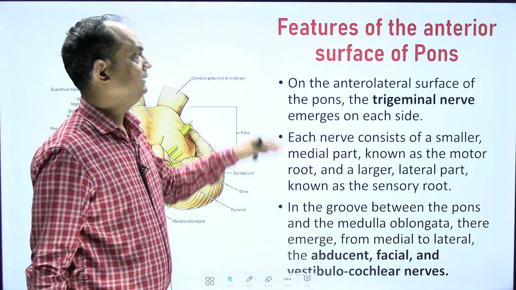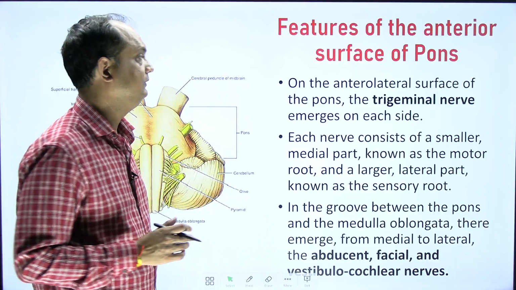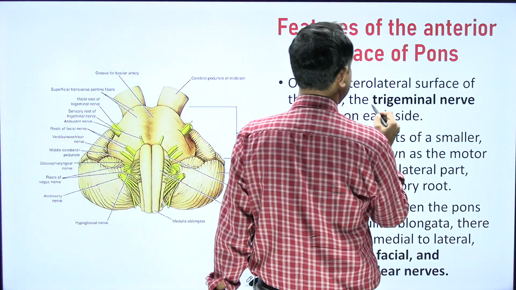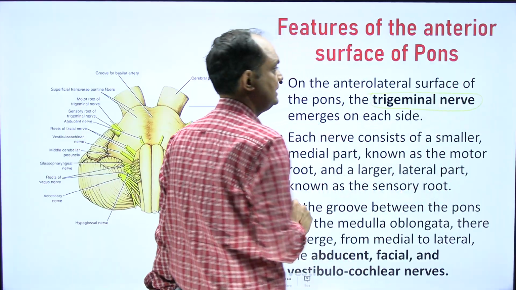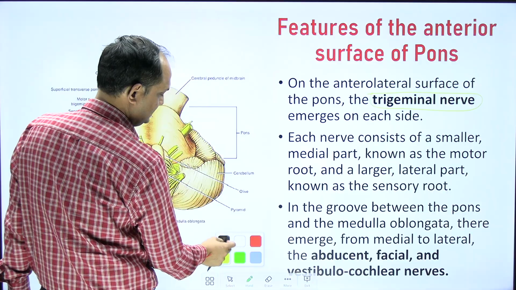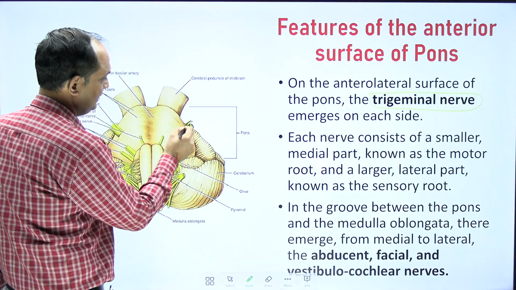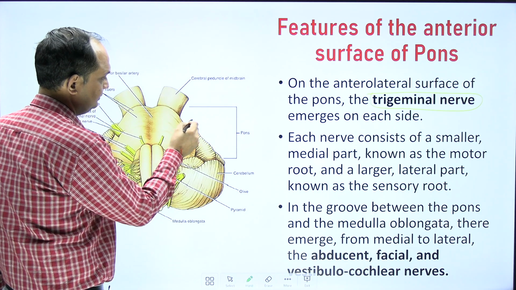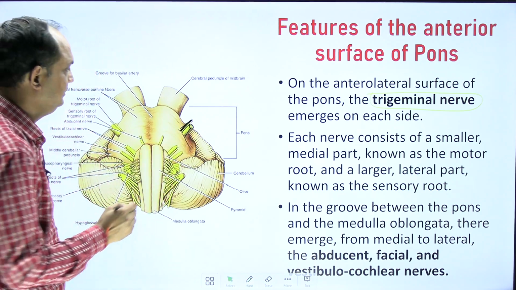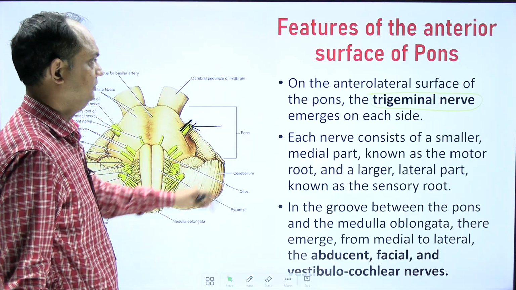So on the anterolateral surface, when you have the pons in your hand, you will find the exit of one large nerve, and that is known as the trigeminal nerve. Here in this image you can see the trigeminal nerve. Now this trigeminal nerve comes out in two parts. The medial part is known as the motor root of the trigeminal nerve, and this larger one is the sensory part of the trigeminal nerve.